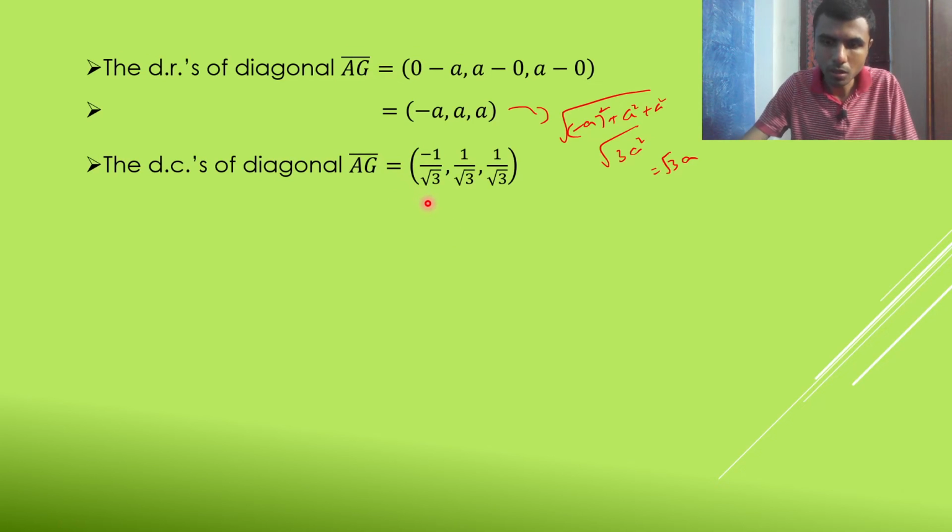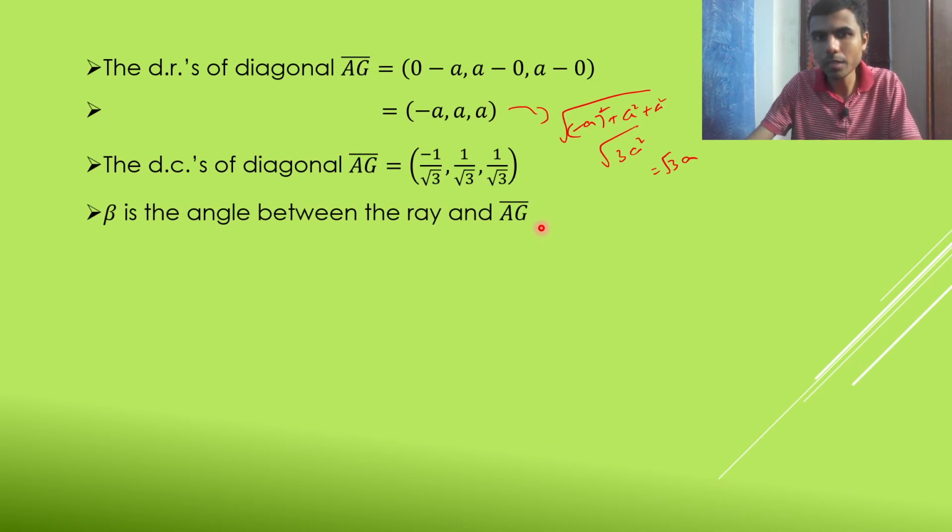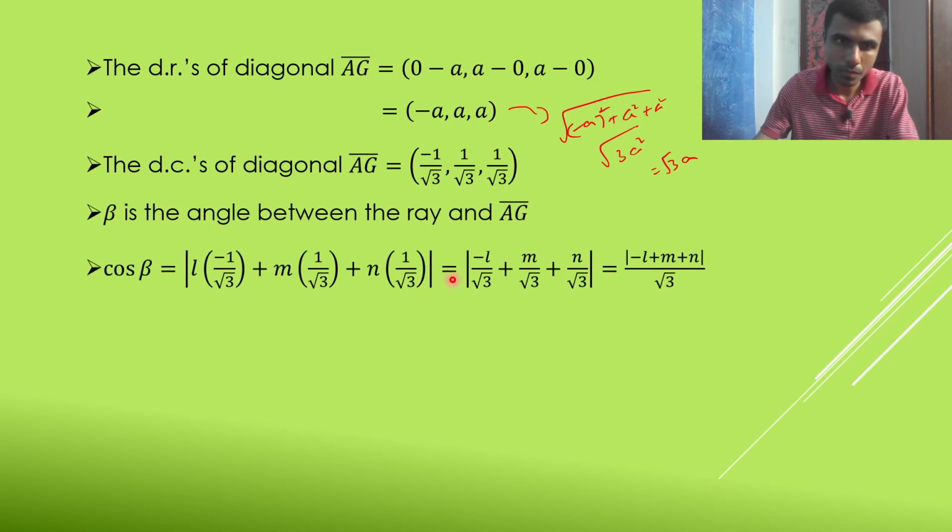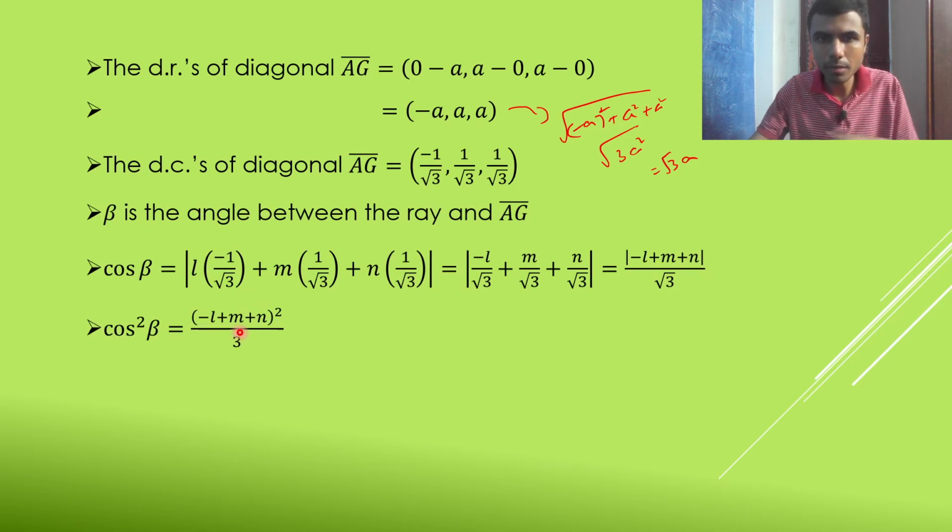Fine. Now, cos beta is the angle between the ray and AG bar. So cos beta is L into minus 1 by root 3 plus M into 1 by root 3 plus N into 1 by root 3, which is minus L plus M plus N by root 3. Again, cos square beta is going to be minus L plus M plus N whole square by 3. Now you can just write similarly. See guys, observe the logic. For A, the minus came here: minus L plus M plus N.